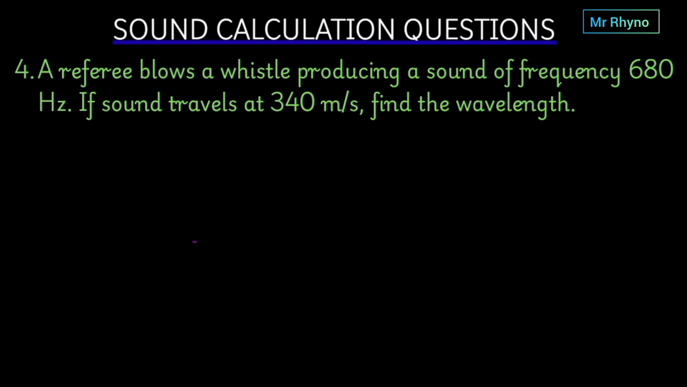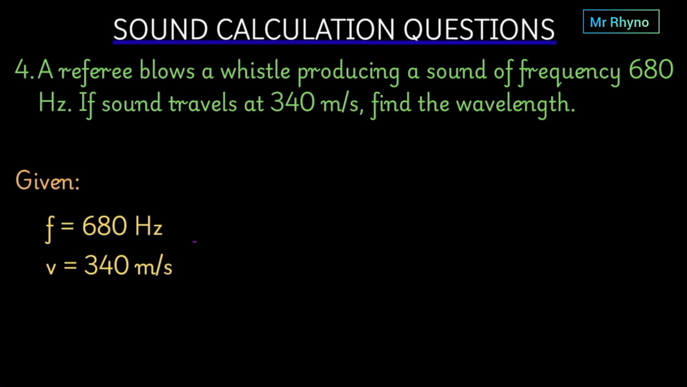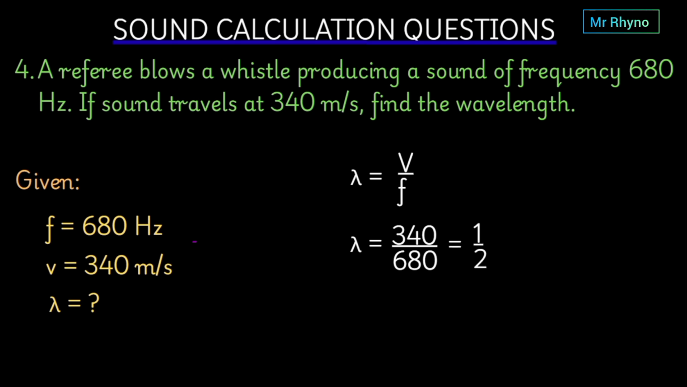Question 4. A referee blows a whistle producing a sound of frequency 608 Hz. If sound travels at 340 meters per second, find the wavelength. F is 608 Hz, V is 340 meters per second. We need the wavelength. Lambda, or the wavelength, is given by speed divided by frequency. And this shall be 340 over 680 or a half, and a half is the same as 0.5 meters as the wavelength.